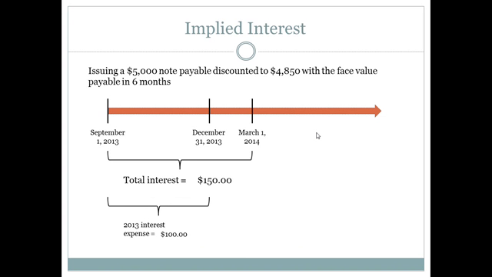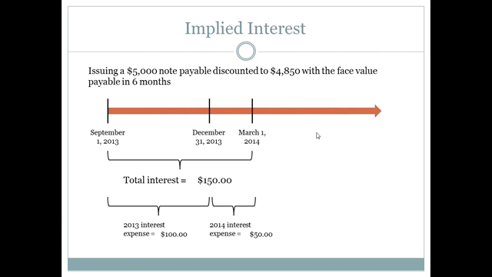The note is outstanding for a total of 6 months. 4/6 of that, or 2/3 of the time, is in 2013, and so 2/3 of the entire interest expense is going to get allocated to 2013. That means that the remaining portion of interest will be applied to 2014. So it's just a simple straight line amortization. Whatever portion of the period applies to one year, we'll take that proportion and apply it to the total interest cost, and then whatever's left over gets applied to the subsequent year.